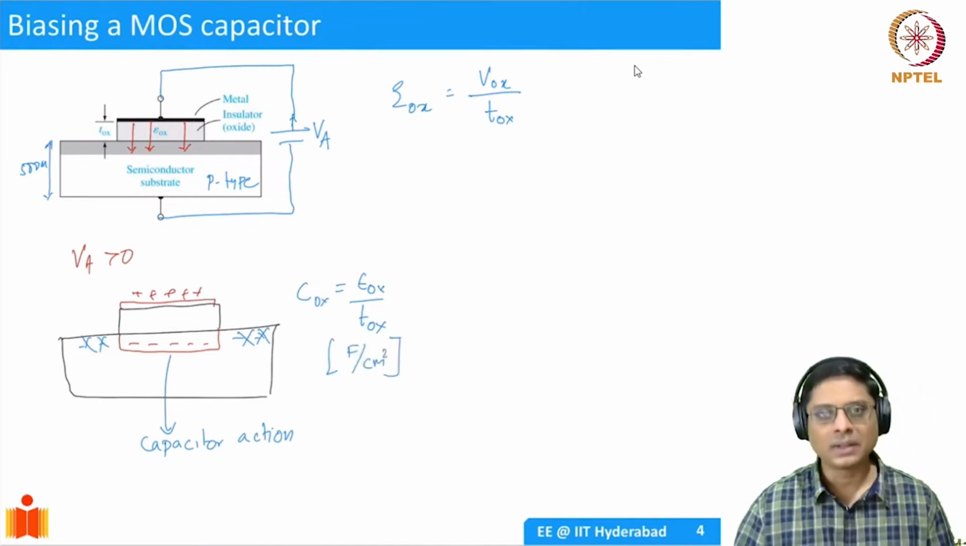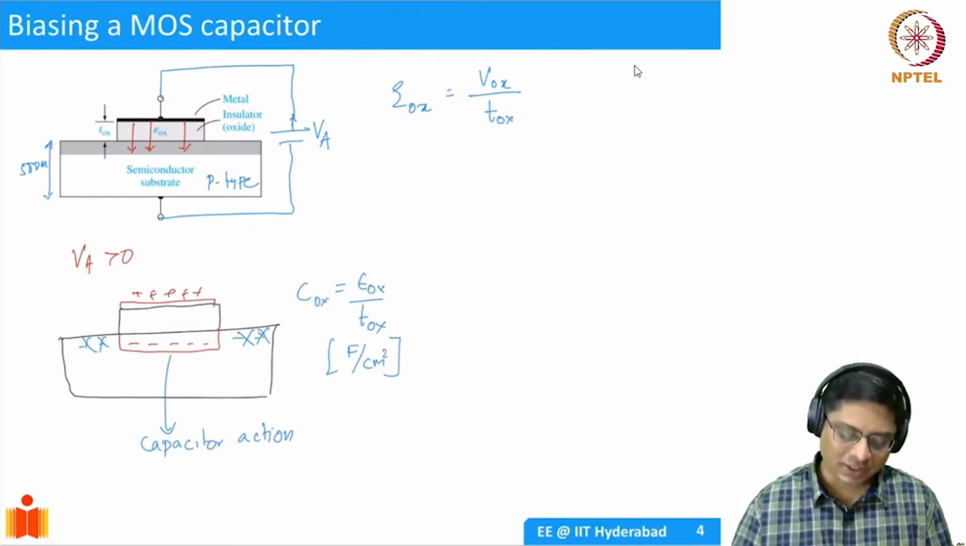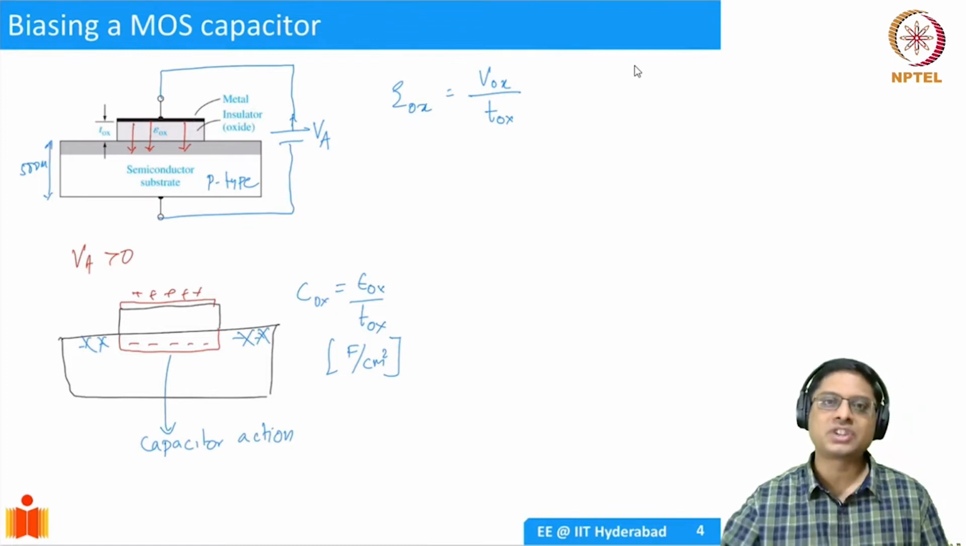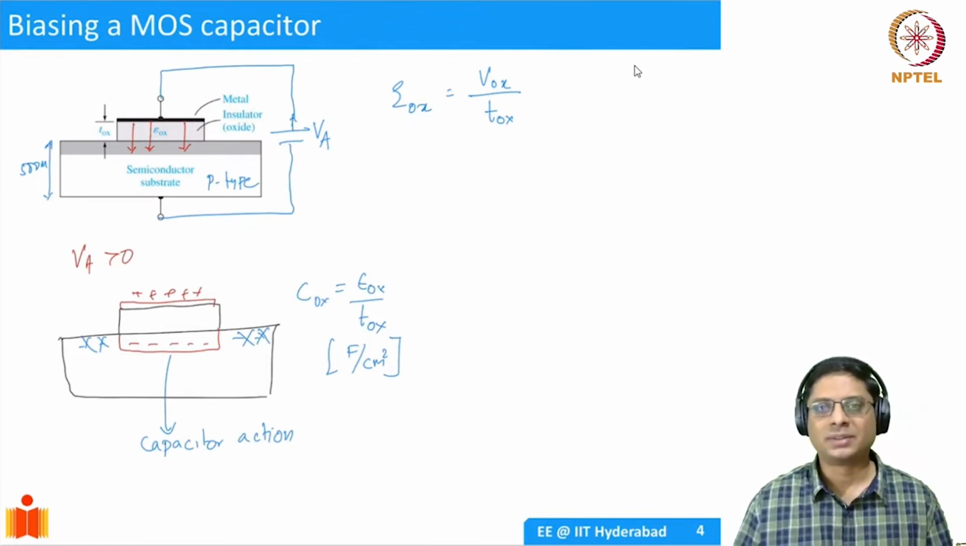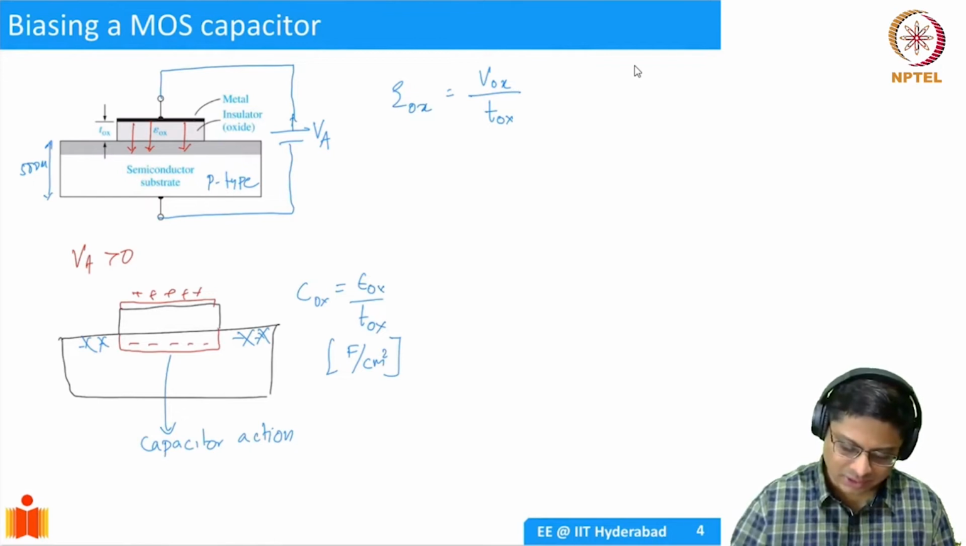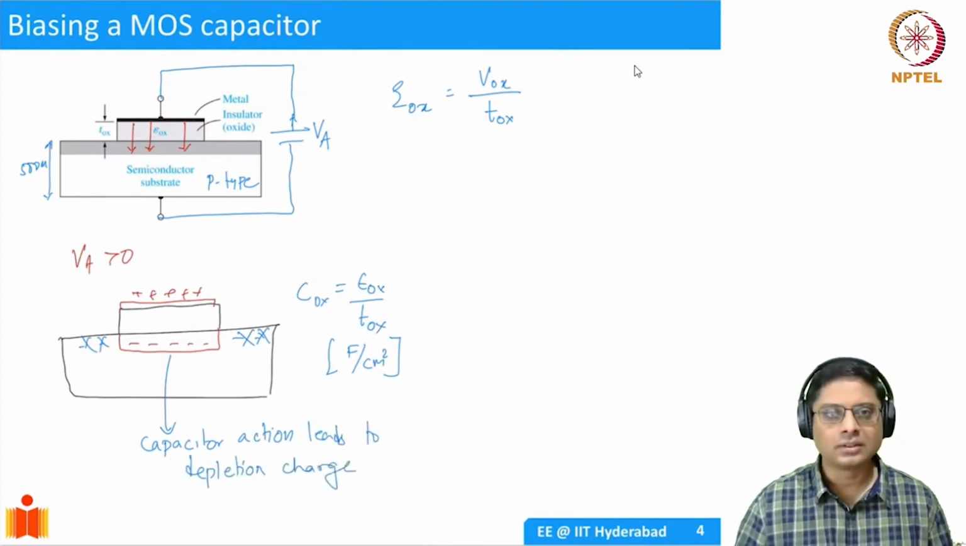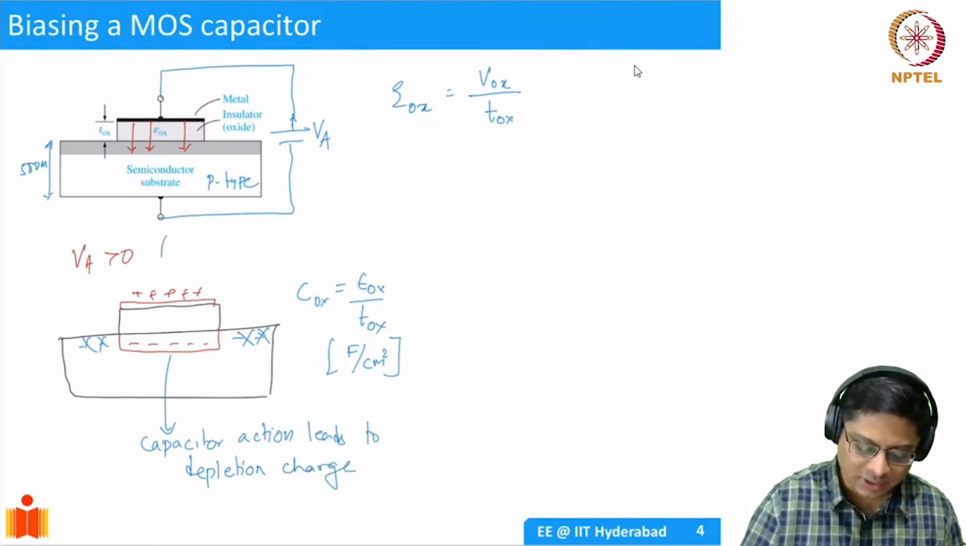Okay. So capacitance, and you apply a certain voltage, you know how much charge is going to be there, right? And if you apply a certain amount of charge on the positive plate, the opposite charge has to be uncovered in the semiconductor, right? The holes have to be driven away, and you should have a depletion charge there, right? So this capacitor action leads to what is known as depletion charge. Okay. So this kind of a biasing mode is called depletion mode.